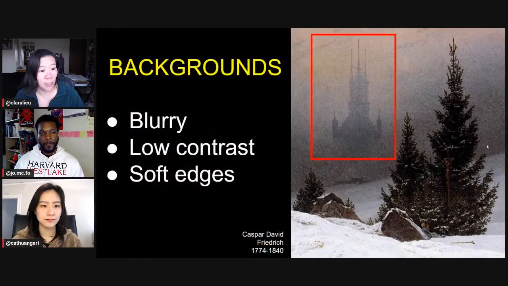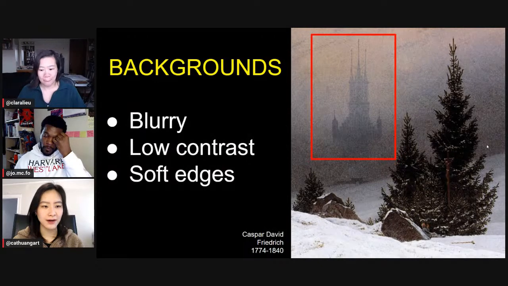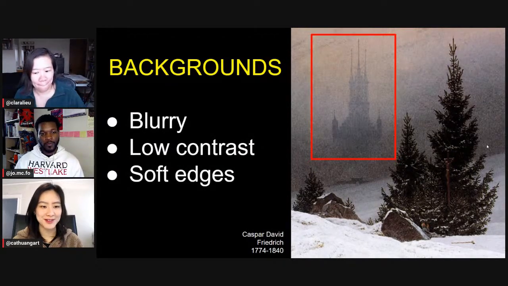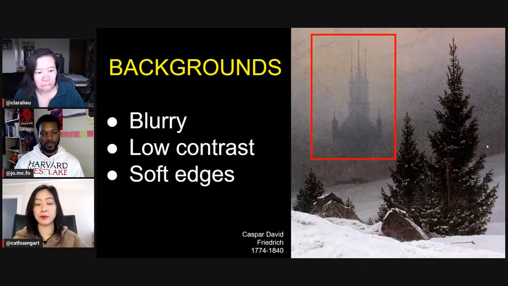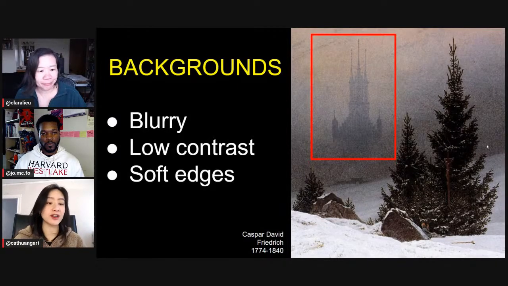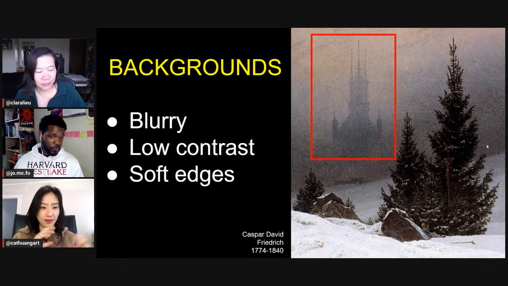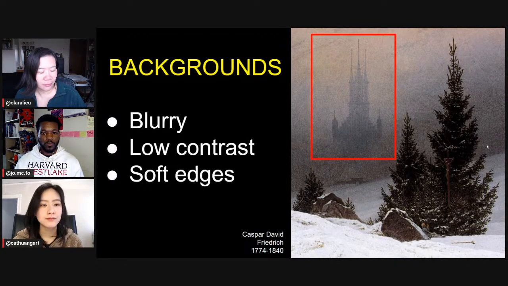Kat, tell us about backgrounds. What's happening back there? Backgrounds are the complete opposite of foregrounds. They are much farther away. They're usually the last thing you see before it just disappears off into the atmosphere. But essentially, backgrounds should be blurrier, low contrast, and have softer edges. That way, you can tell the difference between the background and the foreground.